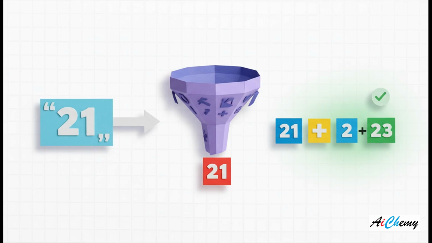That one little change tells Python to take the string 21 that it got from the user and convert it into the actual number 21. And now we can do math with it. Boom, problem solved.